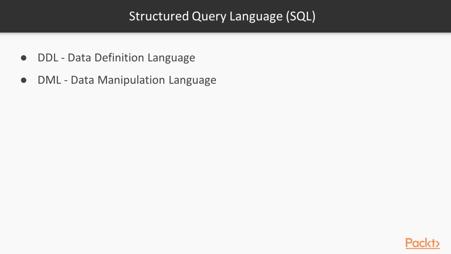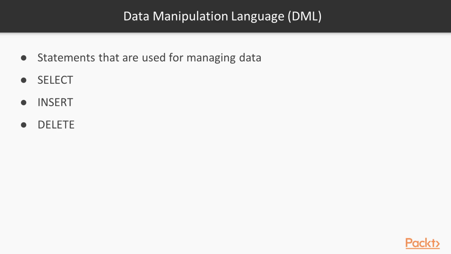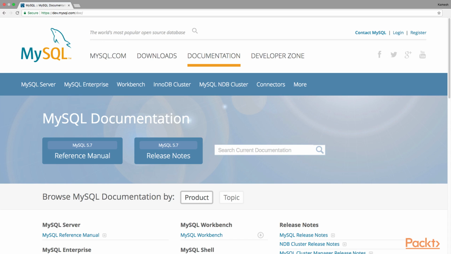SQL is both a DDL and a DML. By DDL, we mean Data Definition Language. These are statements that are used to define the database structure or schema. And DML stands for Data Manipulation Language. These are statements that are used for managing data within schema objects. You can learn more about how to use MySQL from the documentation section of the MySQL website.